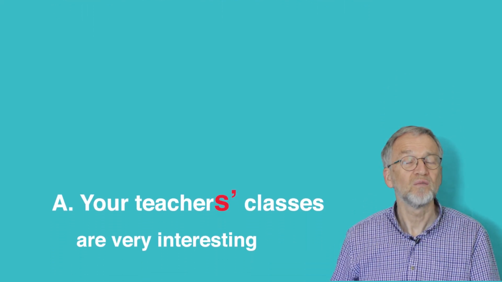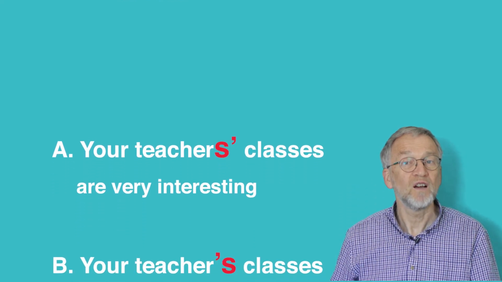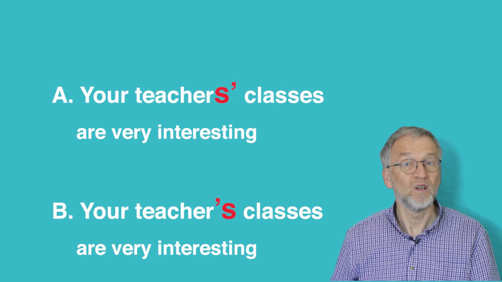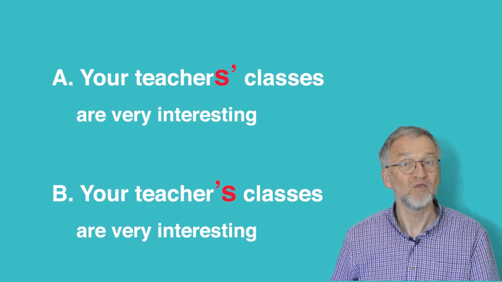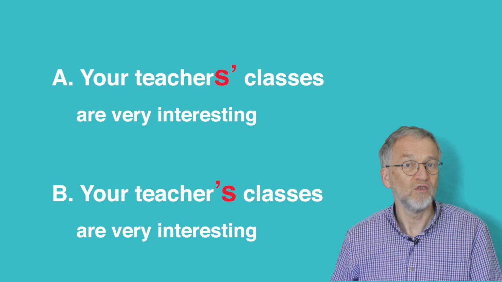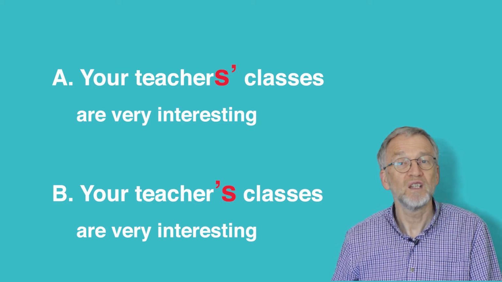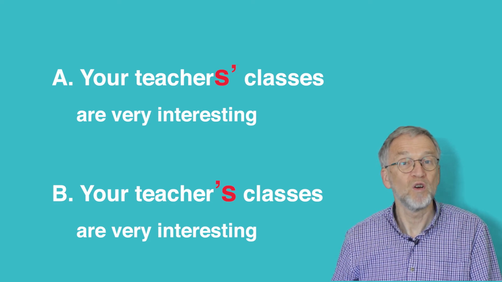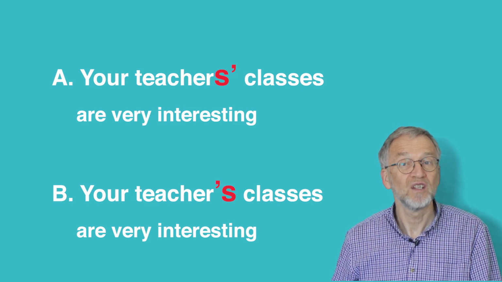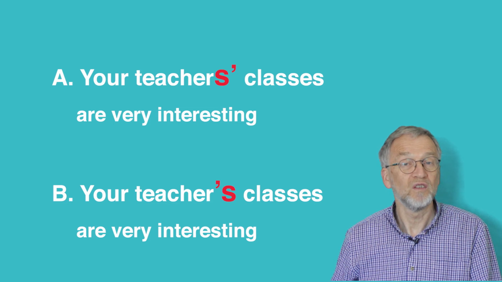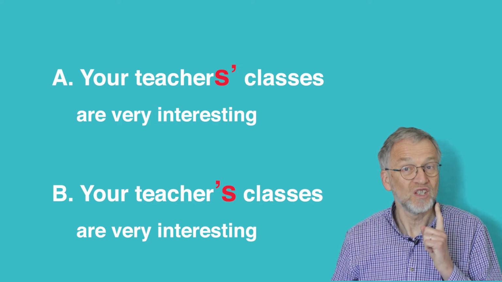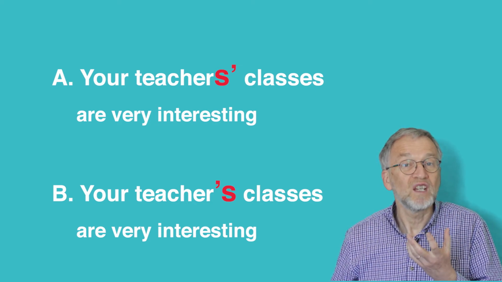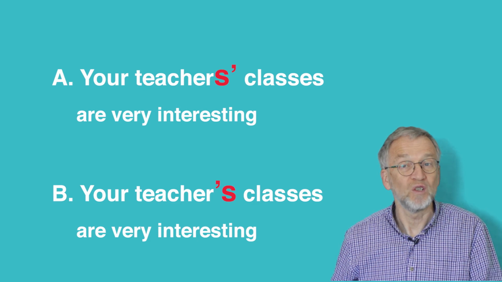Now listen to these two. So your teachers' classes are very interesting. And the other one is, your teacher's classes are very interesting. So, they sound the same. No, but the first one you can see, it is teachers and then apostrophe. So it means more than one teacher. The second one is teacher, then apostrophe S. Then this means that it is one teacher. Yes, so it sounds the same, but it's one teacher. So here, in the context, people will understand what you're talking about.